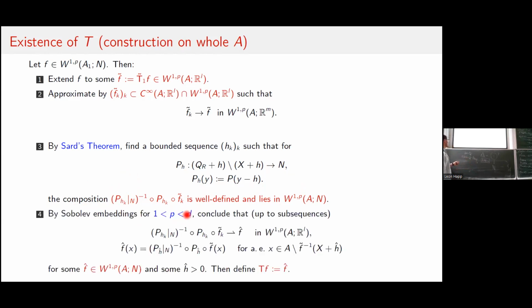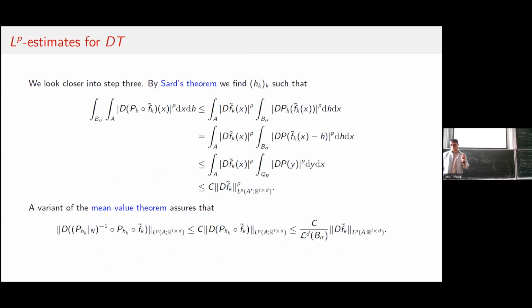Okay, and then by Sobolev embeddings for suitable p, we find a limit function, and this is actually our candidate. So we define our extension operator as this limit function, and we have some pointwise representation to go with it for suitable x, which doesn't hold everywhere, I have to say. So the limit function does not look everywhere like, again, one of these concatenations here.